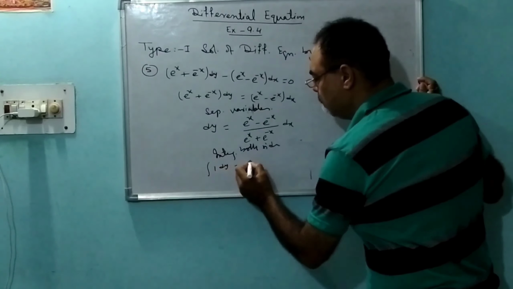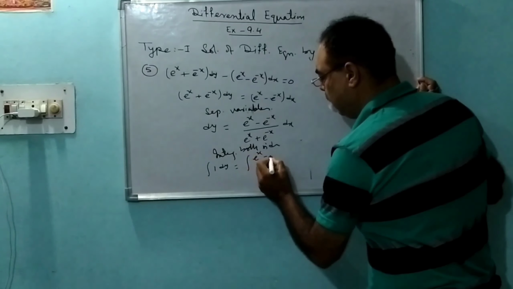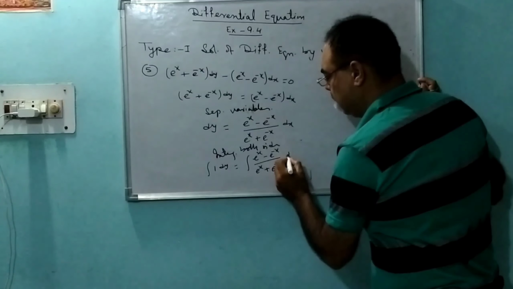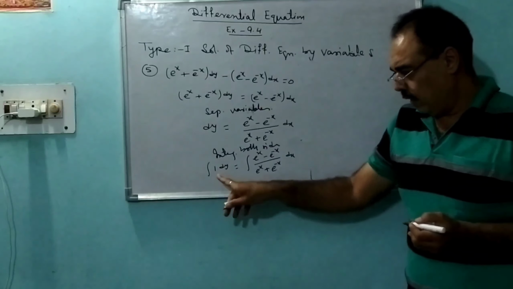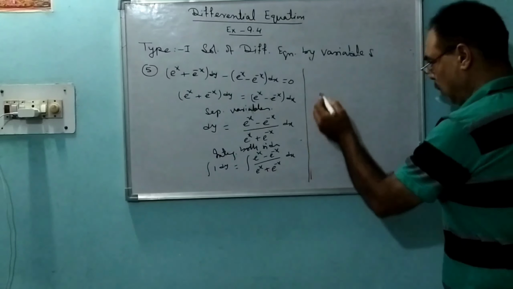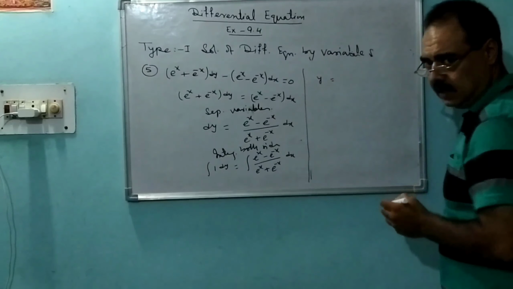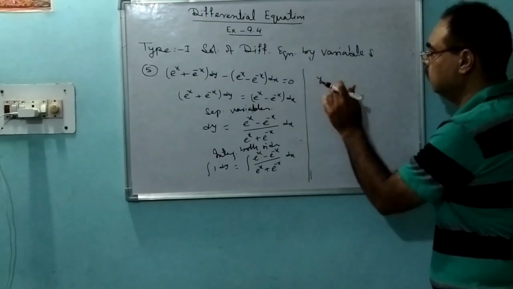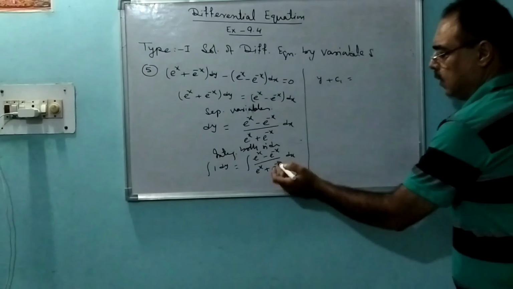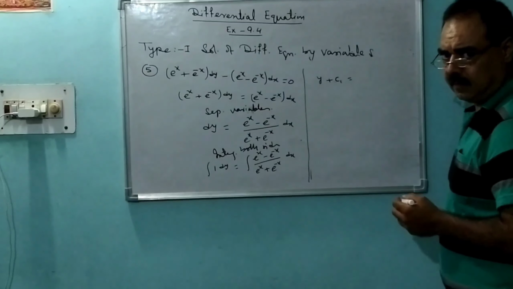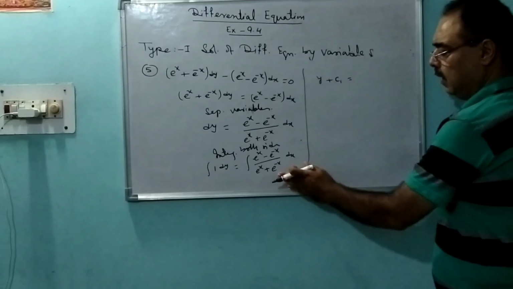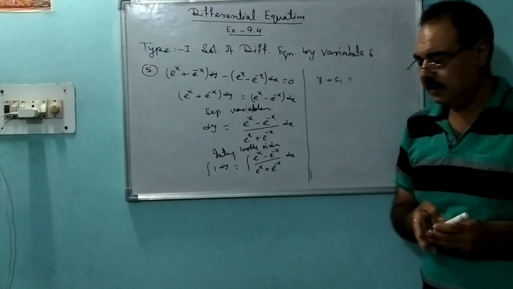Integral of 1 dy is equal to the integral of (e^x - e^(-x)) upon (e^x + e^(-x)) dx. What is the integration of 1 with respect to y? That is, we all know, that is y. Is it clear? y plus constant. So can we integrate this? You have done it in chapter 7. Look at this one. How can we integrate this?